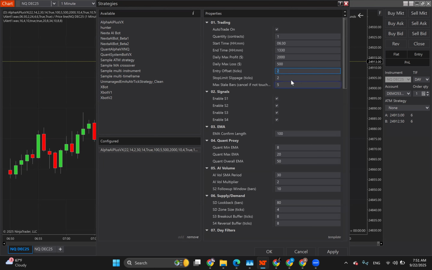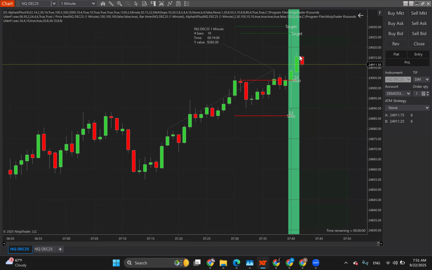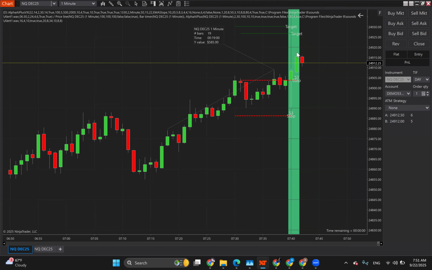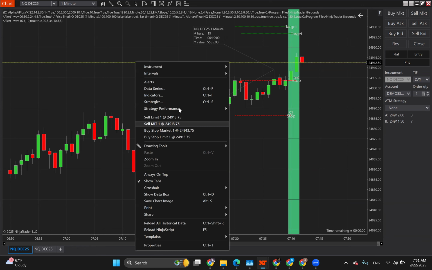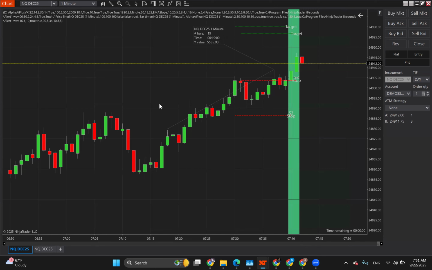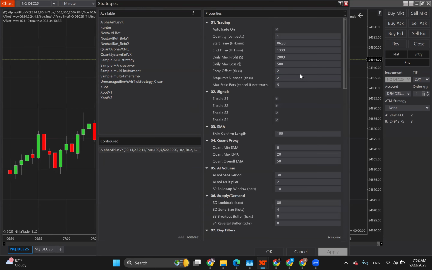Stop limit, same thing. And then max scale bars, cancel if touch. This means if you have a buy limit, let's assume this is an entry here now, and the market never touches it and just goes down, after how many bars will the system cancel this limit order and look for another signal? This is this one here.